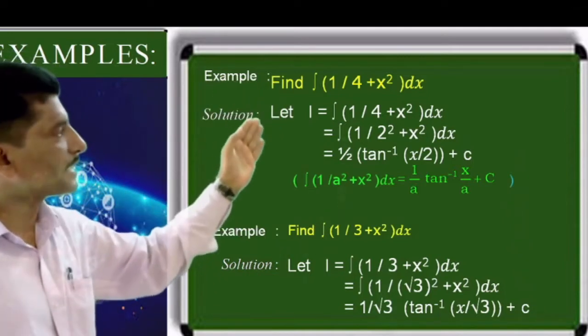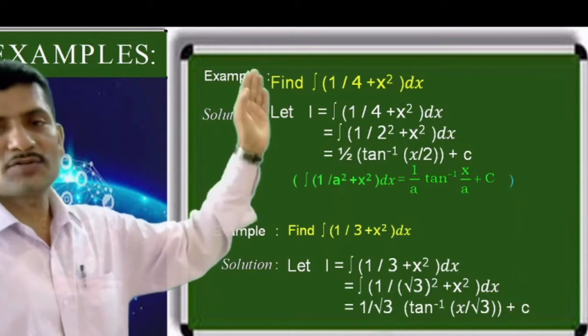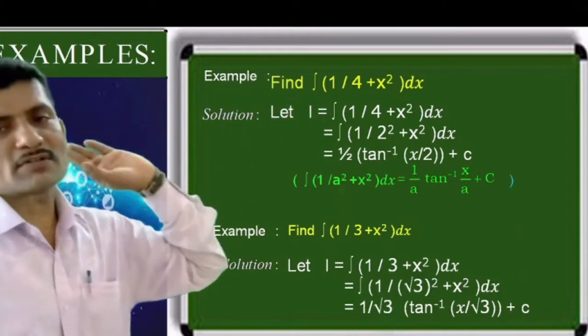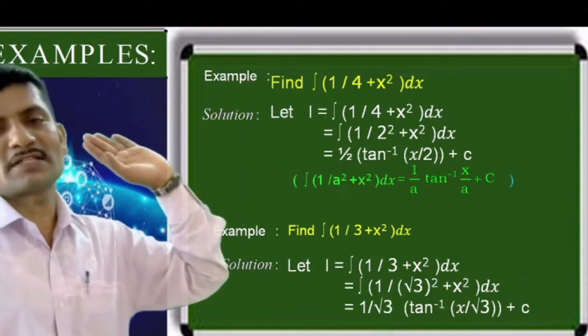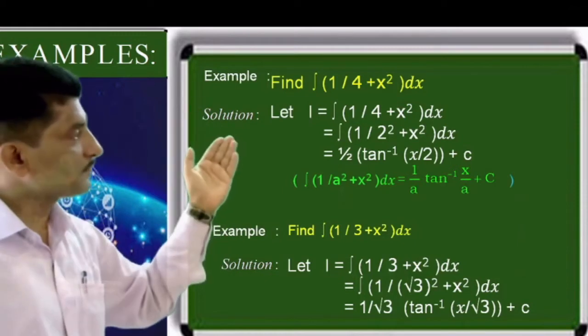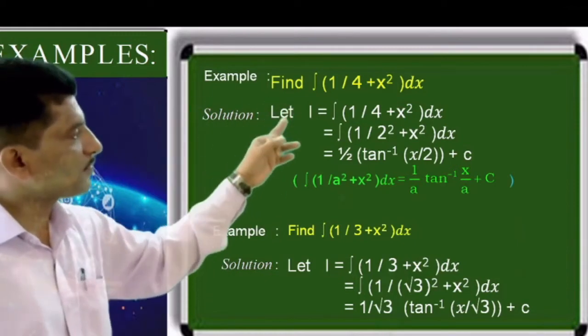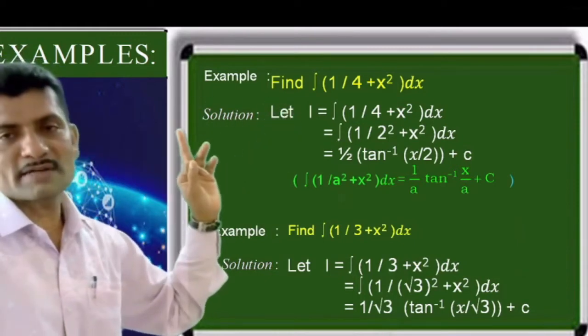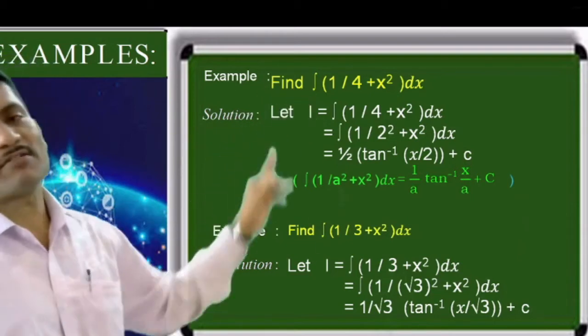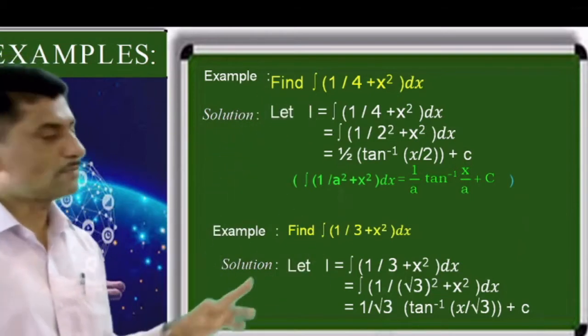The integral of 1 by a square plus x square into dx is equal to 1 by a into tan inverse of x by a plus the integral constant.